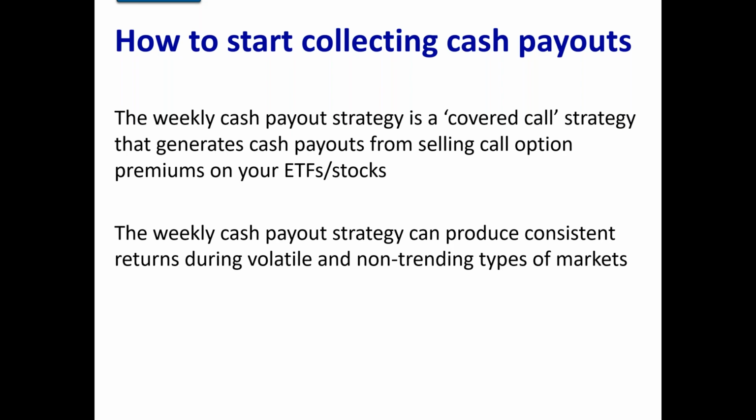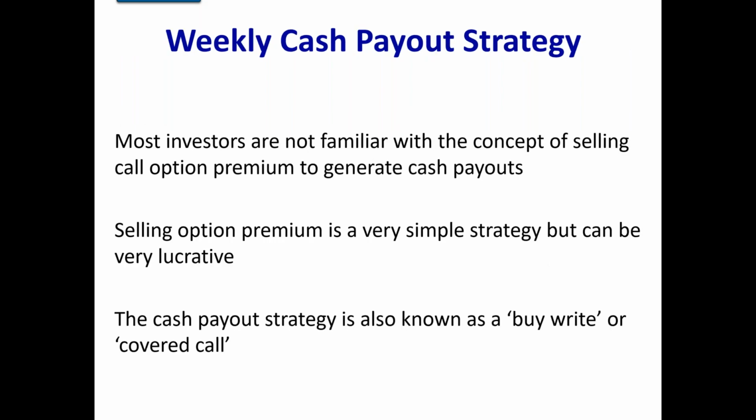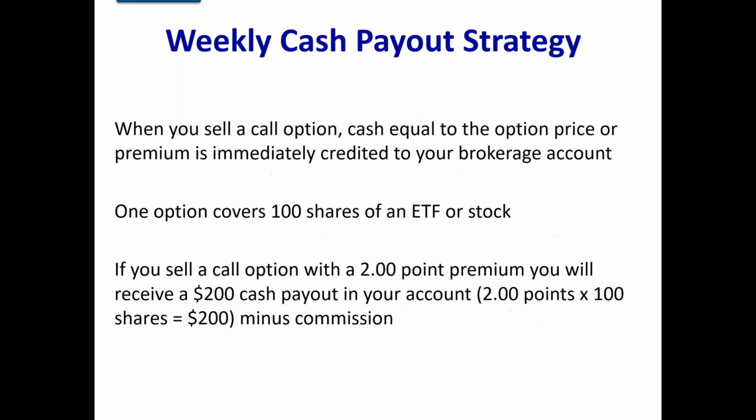This cash payout strategy can produce consistent returns during volatile and non-trending types of markets, which occur over the vast majority of time. So a lot of investors are not familiar with the concept of selling option premium to generate cash payouts. Selling option premiums is a very simple strategy, but it can be very lucrative. The cash payout strategy is also known as a buy right or covered call.